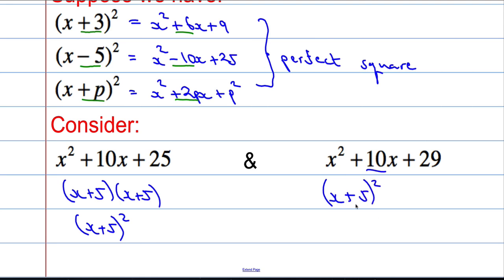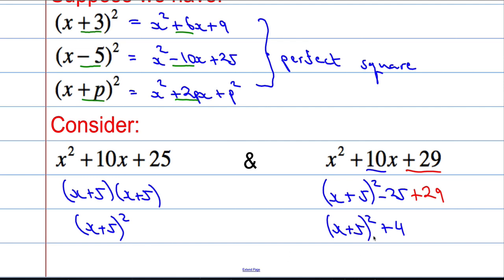Now if I was to expand this out, I would get x squared plus 10x plus 25. Let's get rid of that 25. Take away that 25, and then I can account for this 29 on the end to make sure I've done it correctly. Tidying up, we get (x plus 5) all squared plus 4.